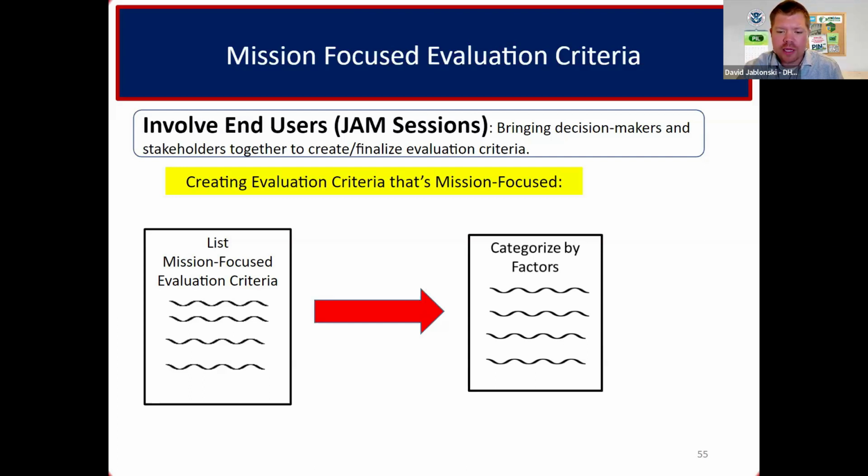We actually have a video on how to do this as well, and I'm going to drop it here in the chat. This is a YouTube video, a podcast episode, that you can watch to learn more about creating mission-focused evaluation criteria. It's the story of this FEMA team and how they created their own mission-focused evaluation criteria for this particular requirement. It covers everything in there, and I highly recommend watching it. It really shed some light on it, but jam sessions and mission-focused evaluation criteria will get you the things you need quicker.